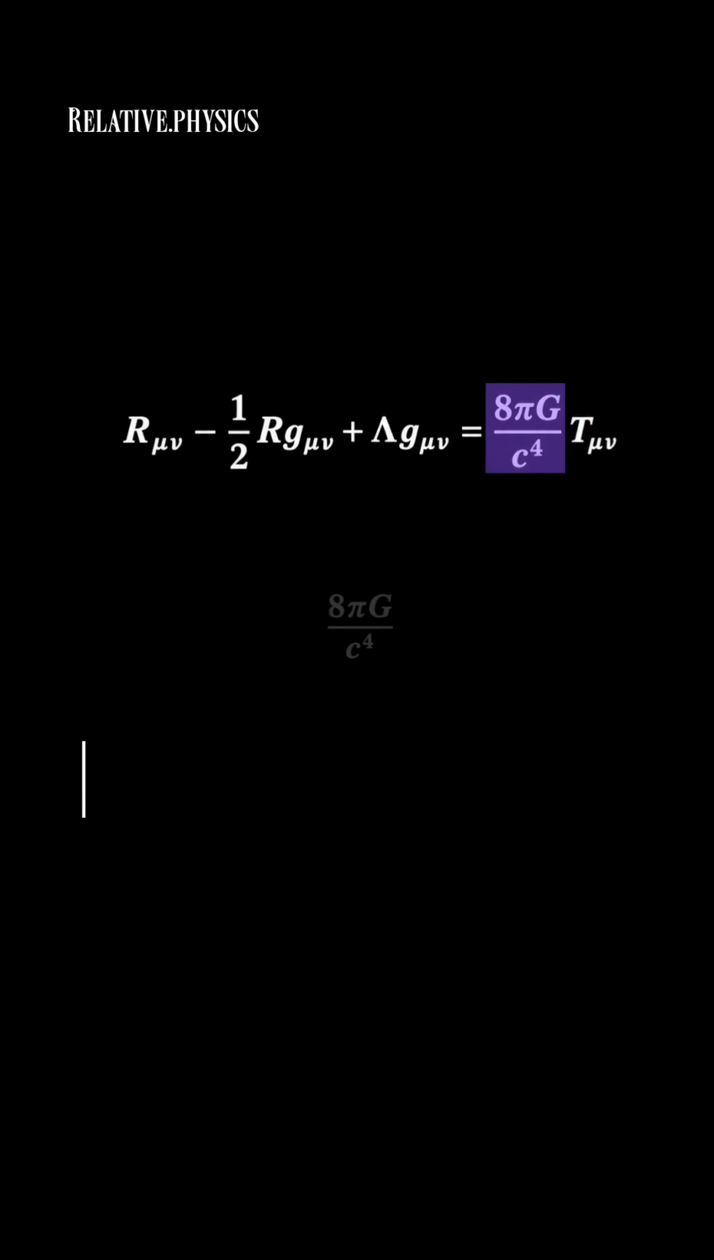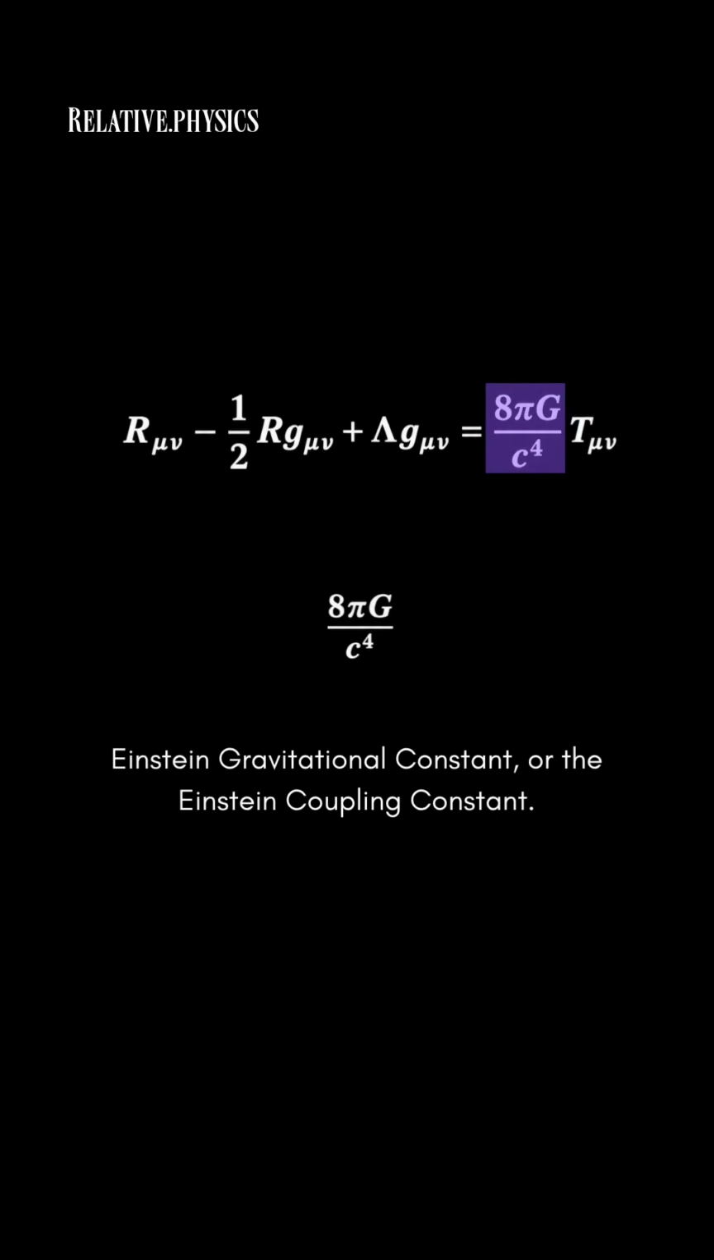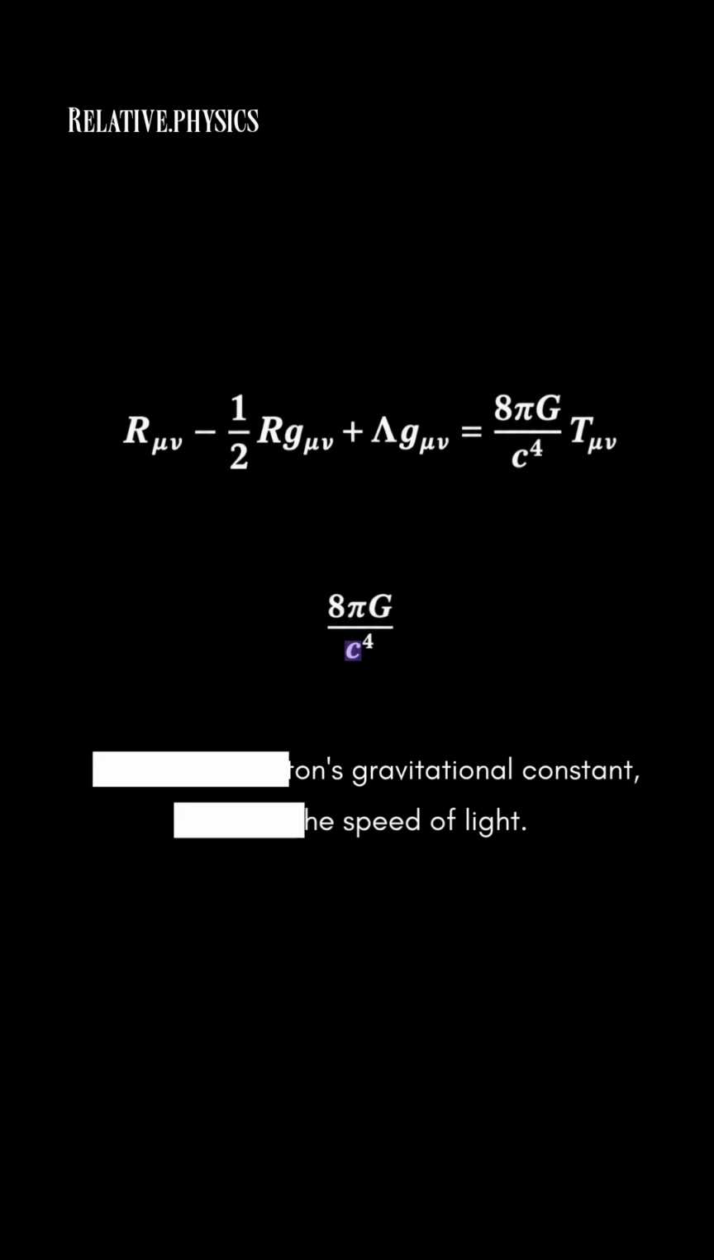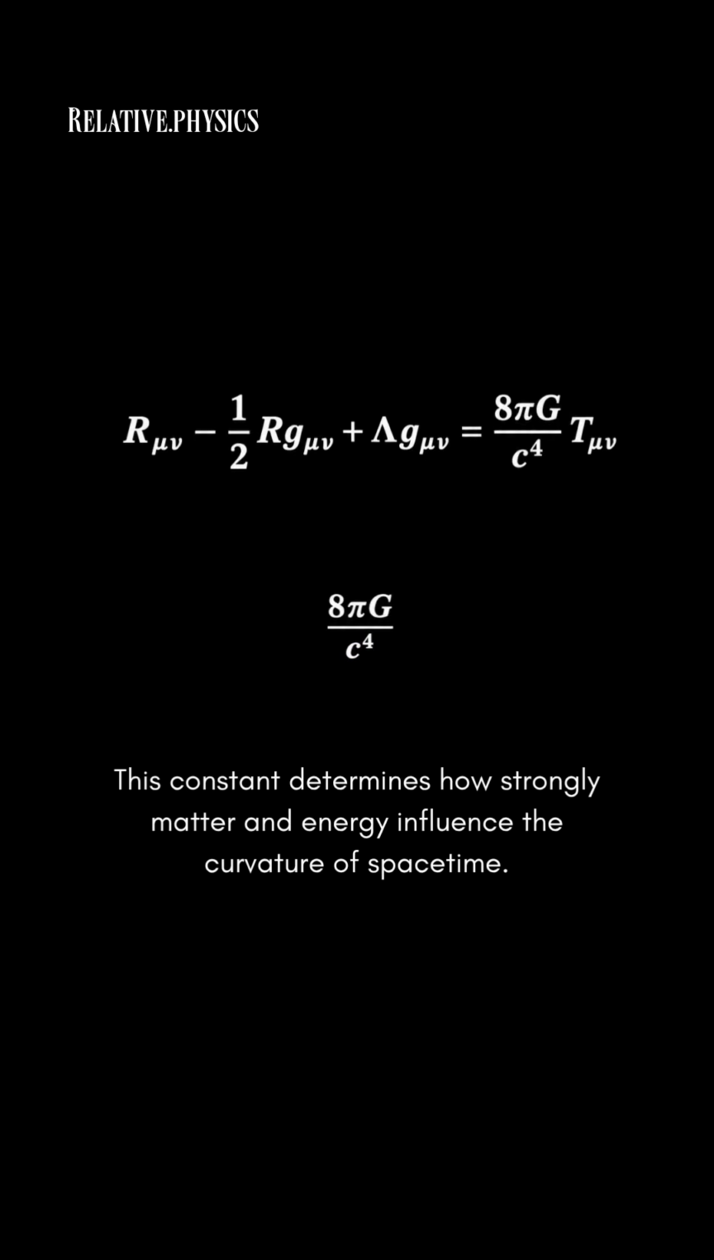The factor is called the Einstein gravitational constant, or the Einstein coupling constant. Here, G is Newton's gravitational constant, and c is the speed of light. This constant determines how strongly matter and energy influence the curvature of spacetime.